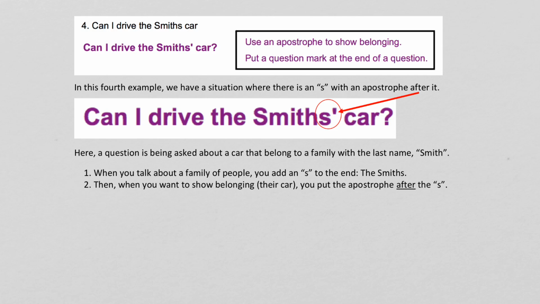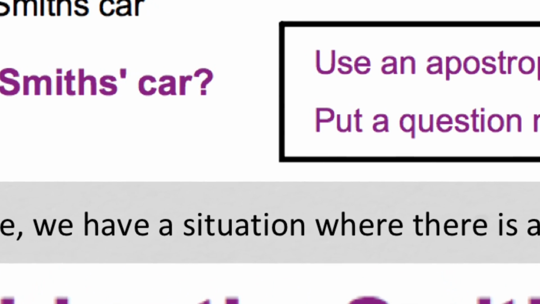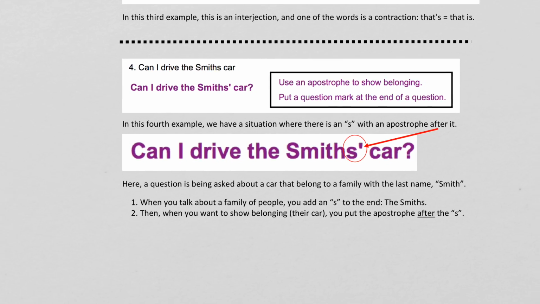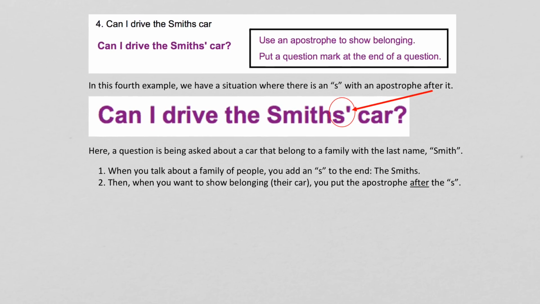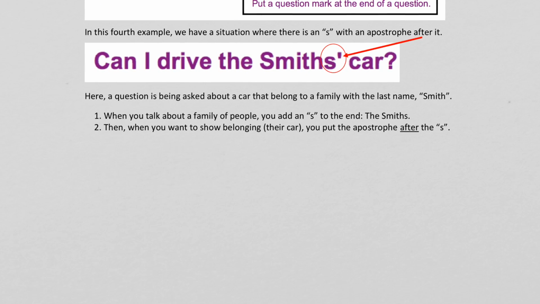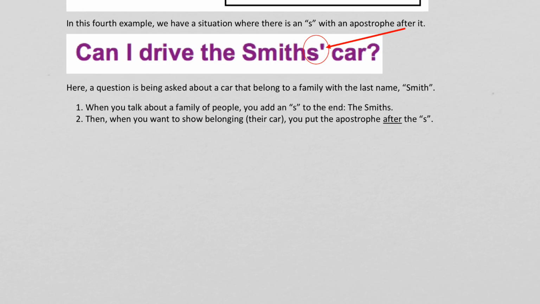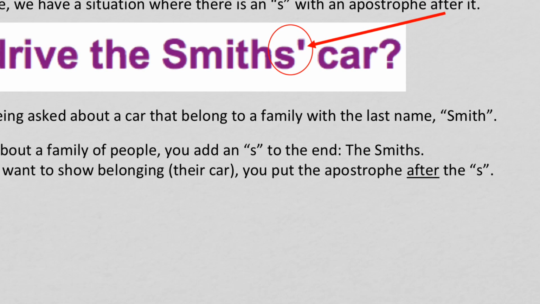Fourth example, "Can I drive the Smith's car?" Can I drive the Smith's car? Careful here. You use an apostrophe to show belonging. Put a question mark at the end of a question, right? It is a question. In this fourth example, we have a situation where there is an S with an apostrophe after it. Can I drive the Smith's car? Smith's, S-M-I-T-H-S apostrophe.